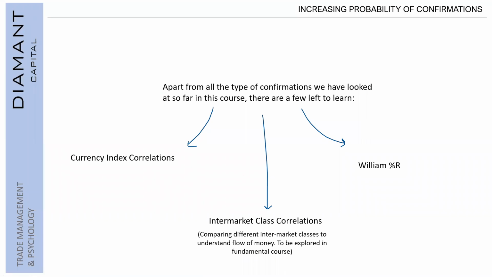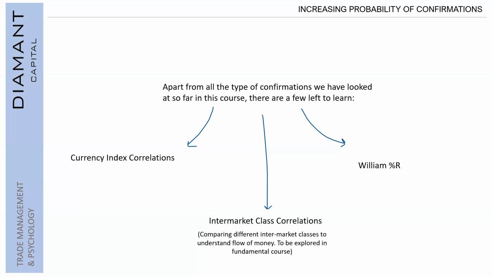So currency index correlations. If you're trading USD, you'd look at DXY, for example. Intermarket class correlations, comparing different intermarket classes to understand the flow of money. We're going to explore this really, really in depth in the fundamental course. It's not just going to be like, oh, I can see gold going down, so I can see DXY going up. No, it's going to be talking a lot more in depth about each economy, and there's a lot more to it. That's why I'm mentioning it here, but we're going to be going through it in depth much later on.